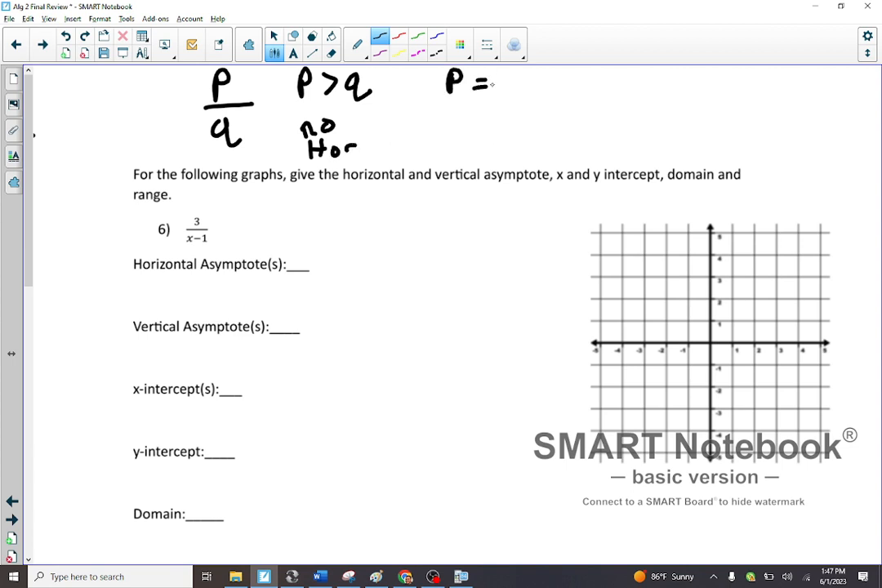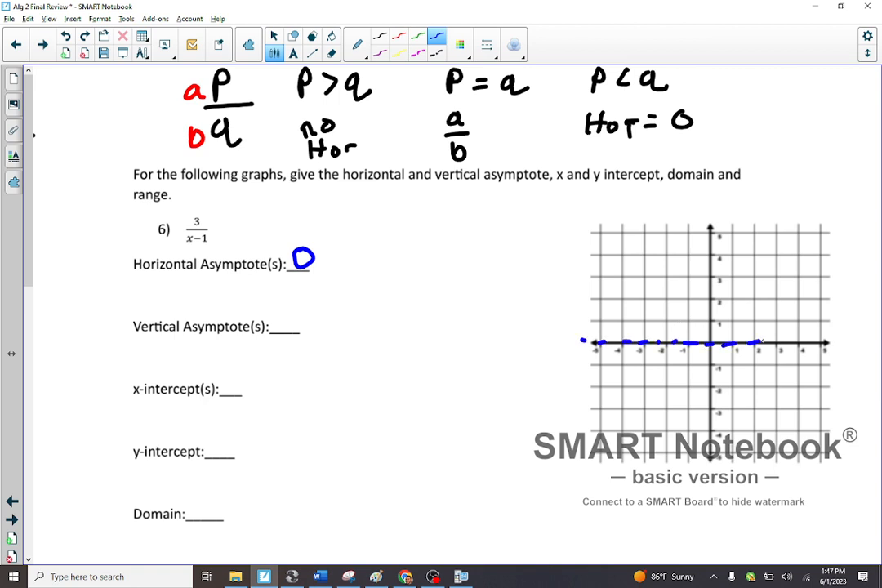If P is equal to Q, it'll be the coefficients, A and B, so whatever the ratio is, A over B. And if P is smaller than Q, aka the bottom's bigger, the horizontal asymptote is 0. Okay, so in this one, the highest power of x is on the bottom, so the horizontal asymptote is automatically 0.